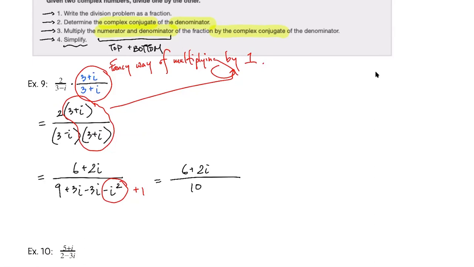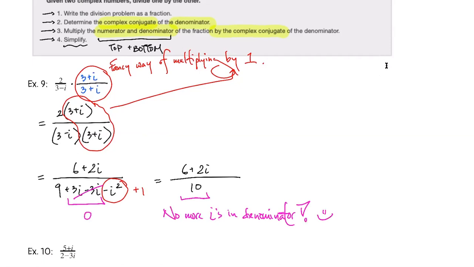What happened to the 3i's on the bottom? Yeah, right? 3i minus 3i, that goes to 0. They get rid of each other. There are no more i's in the denominator. And that is good.